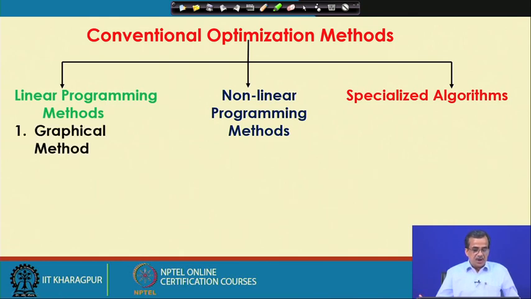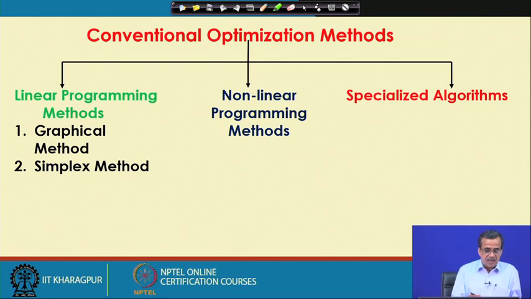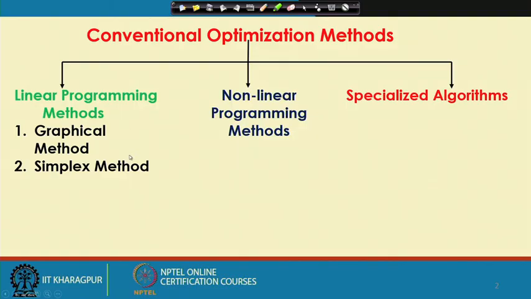Now, this linear programming method could be either graphical method or simplex method. Supposing that I have got a problem having only 2 variables, for this problem I can go for the graphical method of linear programming. But supposing that I have got more than 2 variables, there is no way out, and we will have to go for the simplex method.